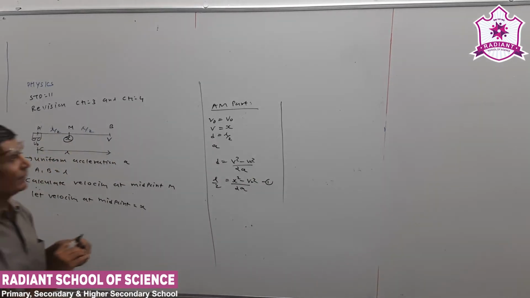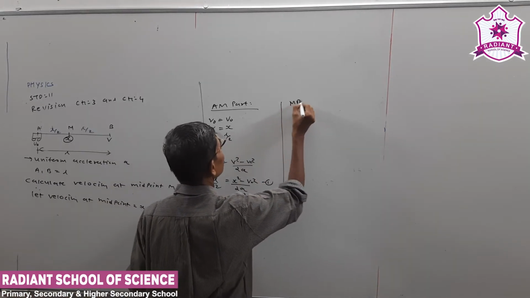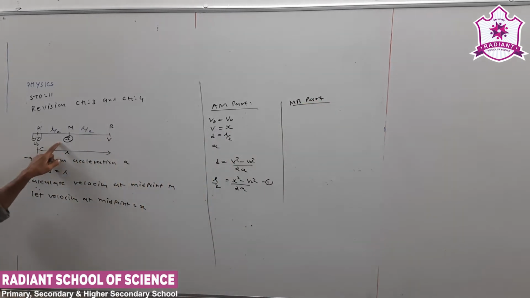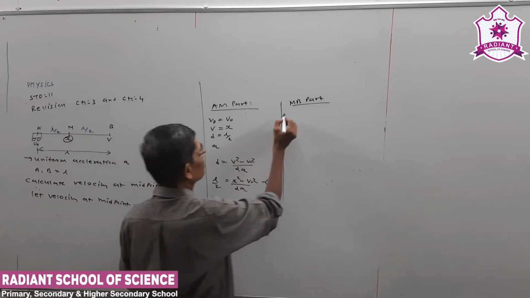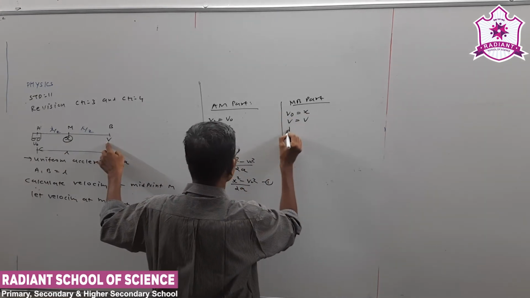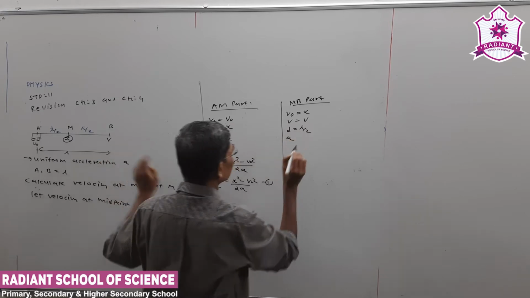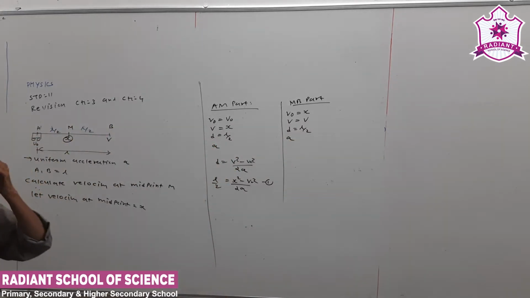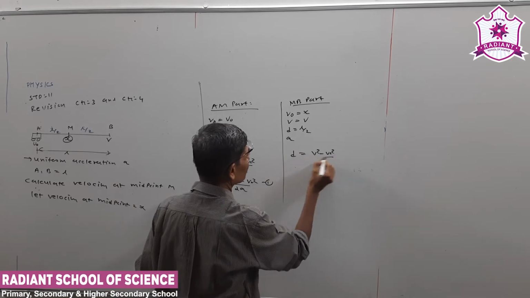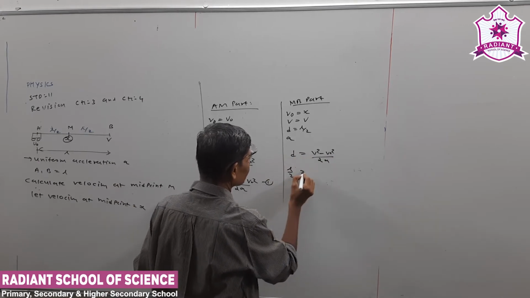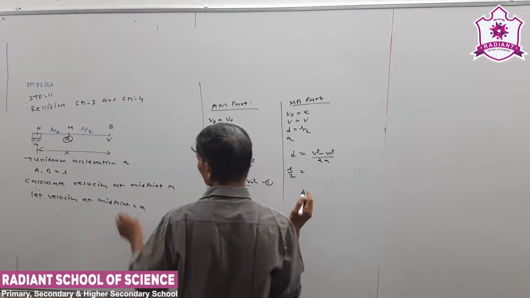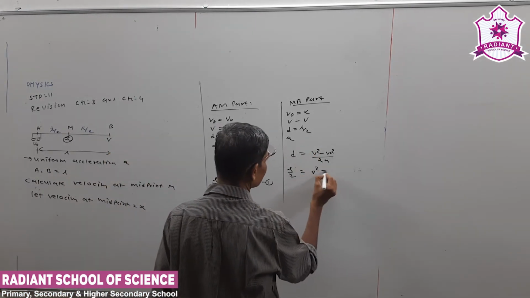Now see for the MB part. This will be the initial velocity and this will be the final velocity. So v0 will become x, and the final velocity is v. Distance covered is L by 2 and the uniform acceleration is a. We use the same formula, v square minus x square upon 2a. M is the midpoint, so the distance covered will be the same.